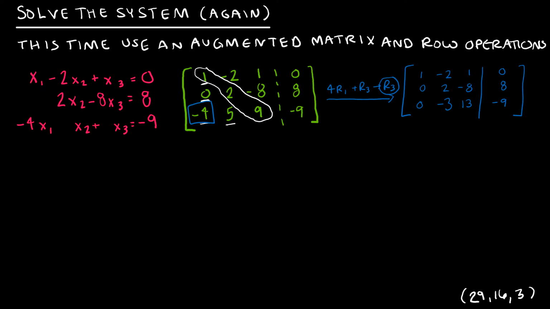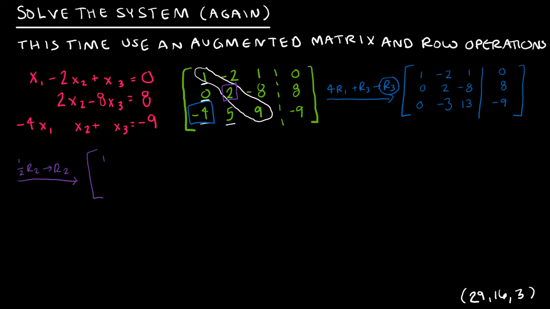Now I'm going to focus on this guy. What do I want that to turn into? I want it to turn into a 1. When I'm taking something down to a 1, not a 0, usually I'm going to use scaling. And that's what I'm going to do here: I'm just going to take half of row 2 to be my new row 2.